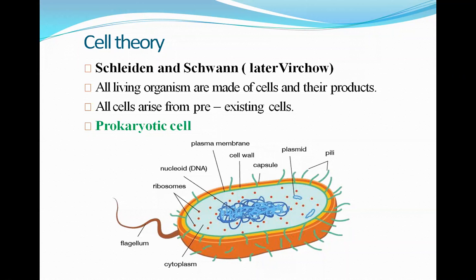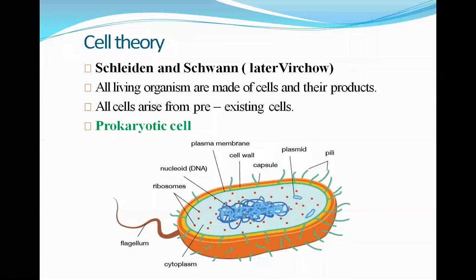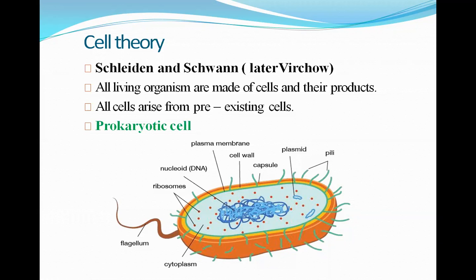Then all the cells arise from pre-existing cells. They also say that the cells are not developed from nothing; they are formed, arising from the pre-existing cells. That means initially a cell was present, and from those cells only, upon carrying out division, new cells are formed, right? For this reason, they said that all the cells arise from pre-existing cells.